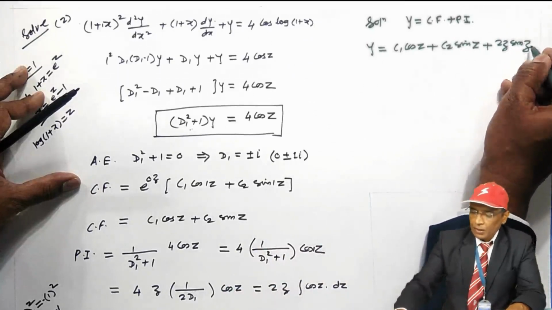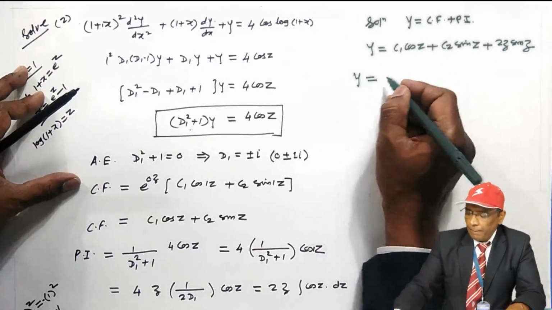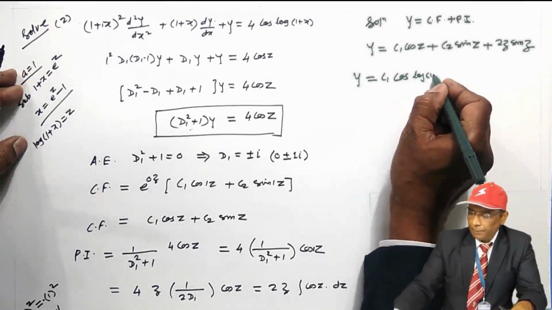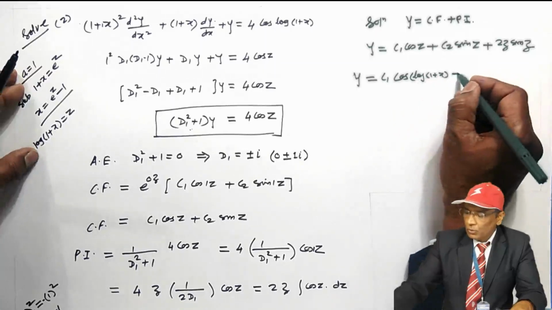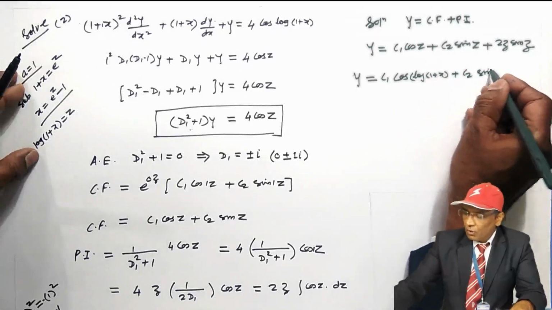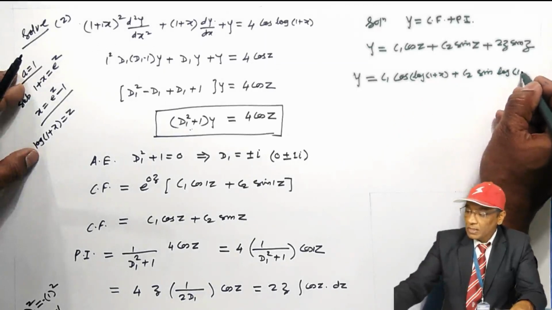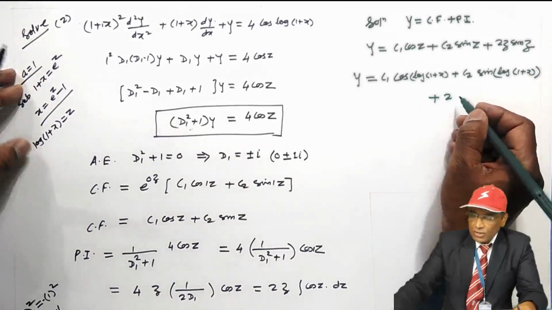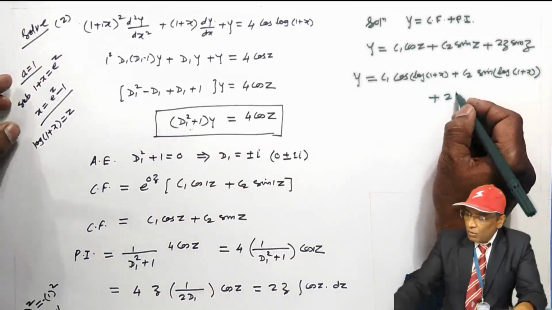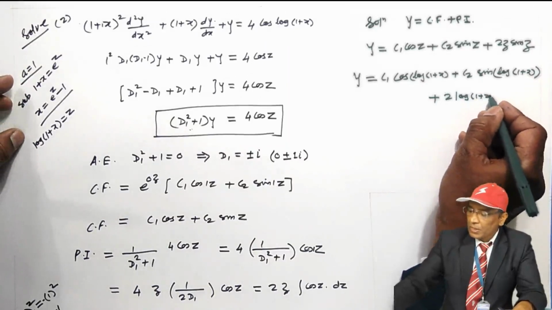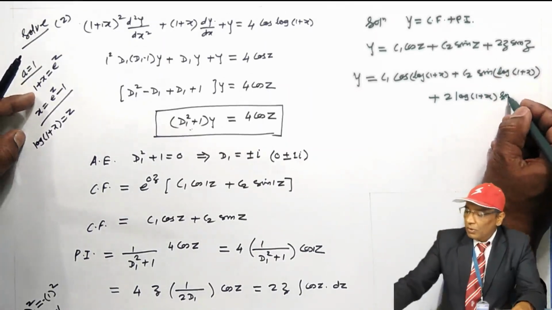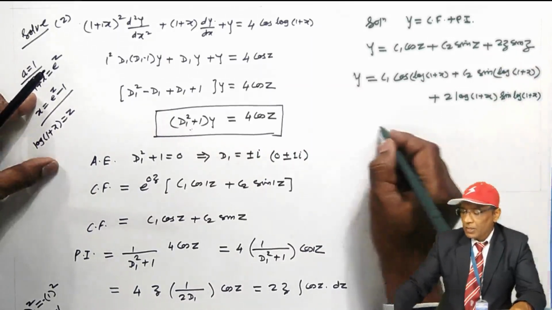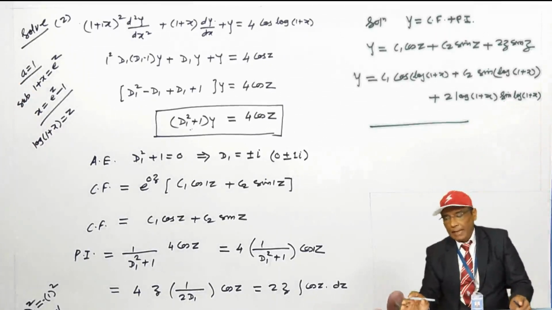And finally convert in terms of x, meaning z is log of 1 plus x: C1 cos of log of 1 plus x, plus C2 sin of log of 1 plus x. Here log 1 plus x is the argument of sin and cos, okay, plus 2, z itself is what? What is z? Log of 1 plus x, this z. Sin of z is sin of log of 1 plus x. This is the solution in terms of x.